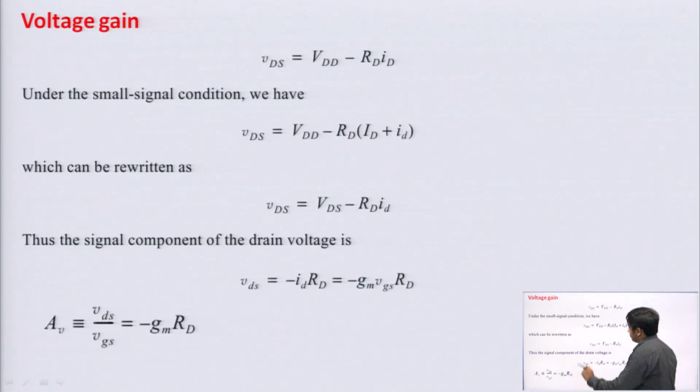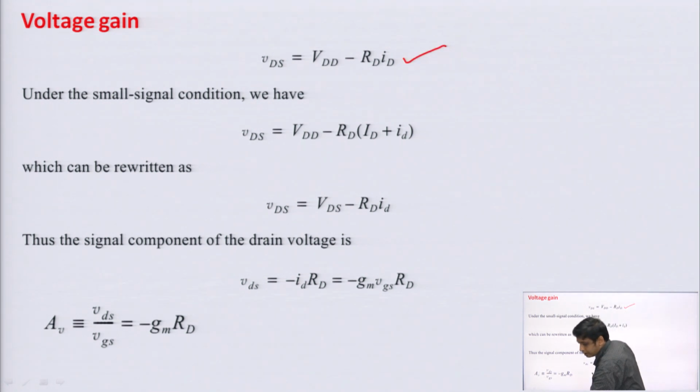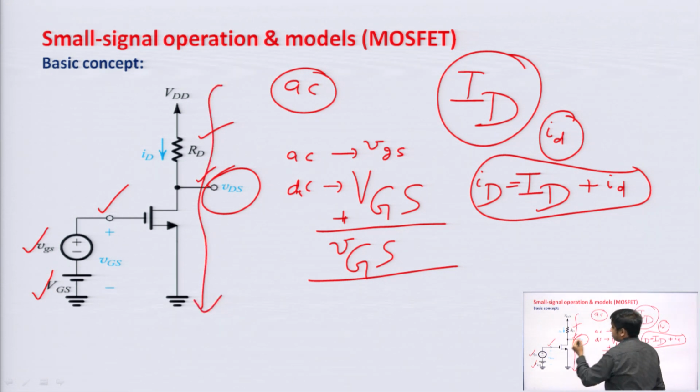Next, from that particular circuit you can just apply KVL from this VDD to ground. So, what will be the equation?